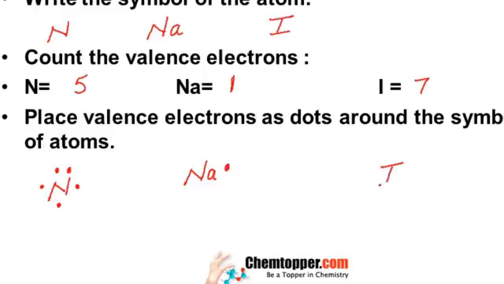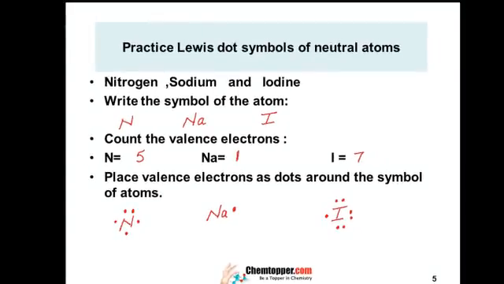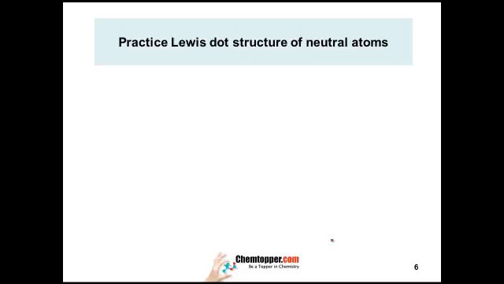Iodine, again you are going to place 2 electrons of the s orbital as a pair. Then we are left with 5 electrons which are present in the p orbitals of the electronic configuration. So first you are going to place 3 electrons out of 5. Now 2 are still left. Then pairing starts. So this is how you are going to fill the electrons around the symbol of the atom in the Lewis dot representations.